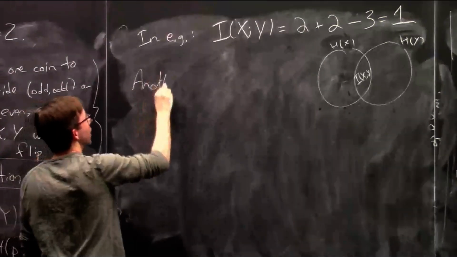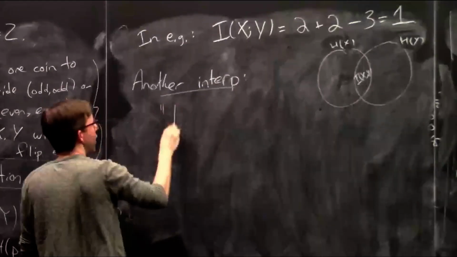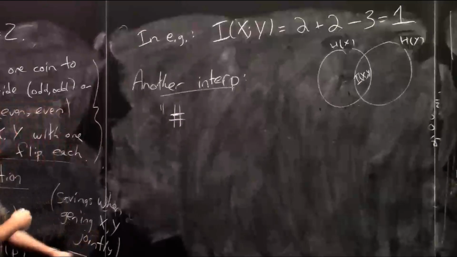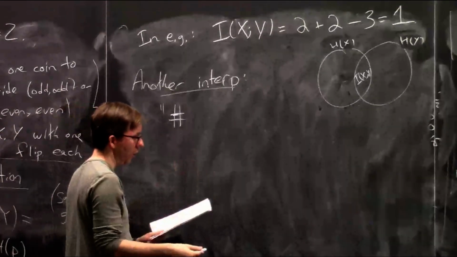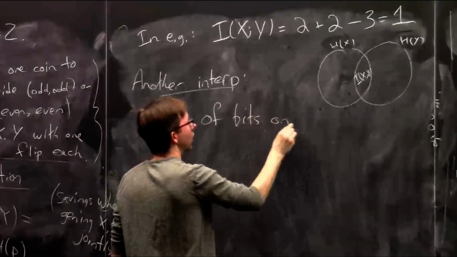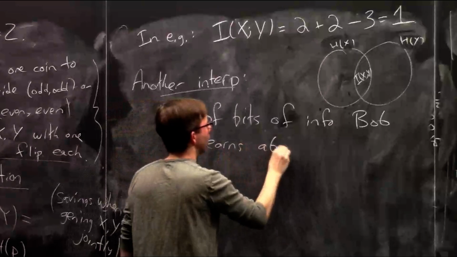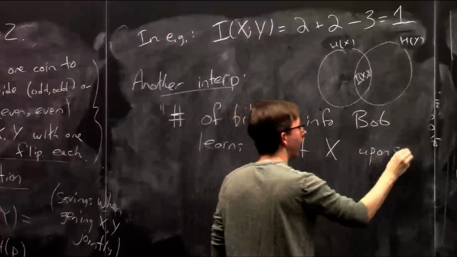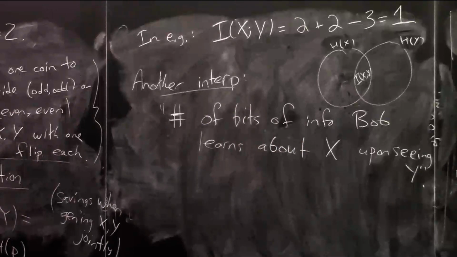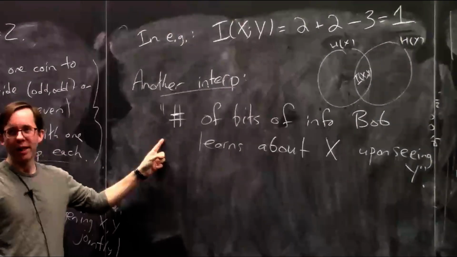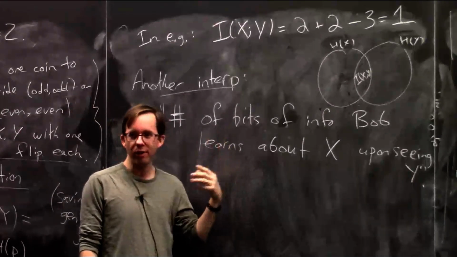Another interpretation of this is the number of bits of information that Bob learns about x upon seeing y. And again, you can make sense of these interpretations operationally if you think about repeated processes where you're transmitting information between Alice and Bob. Now that's funny, because this is obviously symmetric between Alice and Bob, while this phrase is not symmetric. Therefore you can tell that it's also equal to the number of bits of information Alice learns about y upon seeing x.